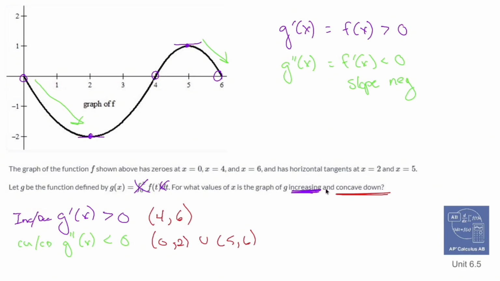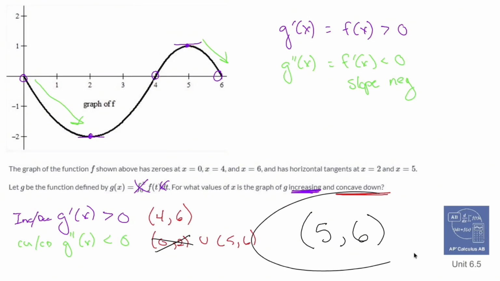Where do both of these happen at the same time? Well, if one of them happens from 4 to 6, then 0 to 2 has nothing to do with what I'm doing up here. This is from 5 to 6. So 5 to 6 compared to 4 to 6 means that all the magic happens between 5 and 6. Because that's where it kind of intermingles, if you will.